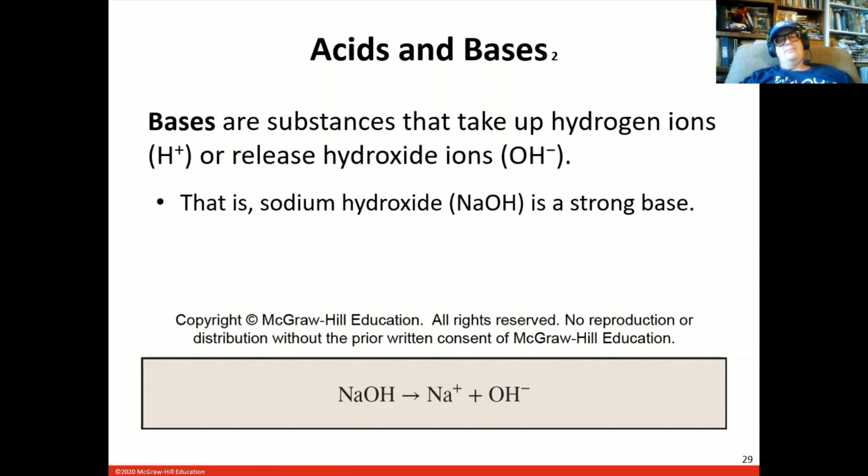A base is the opposite of an acid. It's something that either takes up hydrogen or releases hydroxide. All right, so here we have sodium hydroxide. It separates into a sodium ion and a hydroxide ion. We haven't talked about these, but there are some atoms that stay hooked together and as a group have a charge. And that's what you're seeing there with the hydroxide. The OH acts like one atom when it moves around, one negatively charged ion.